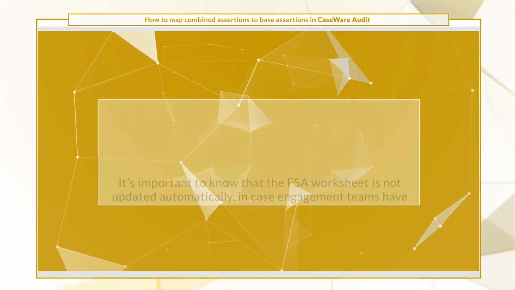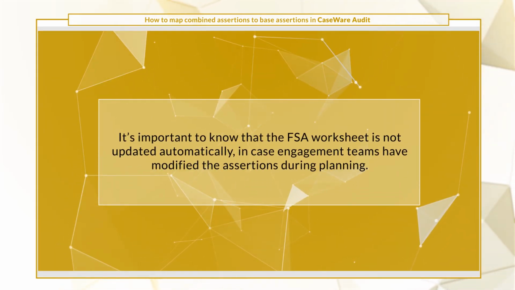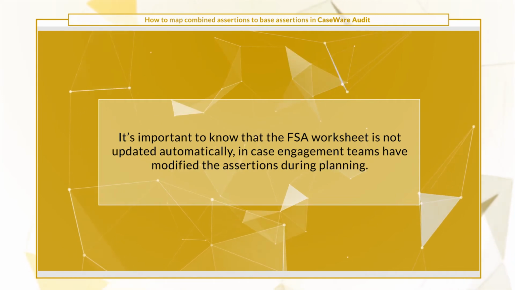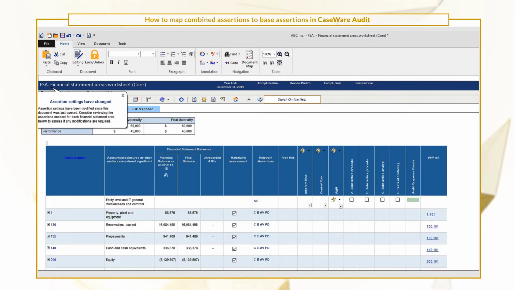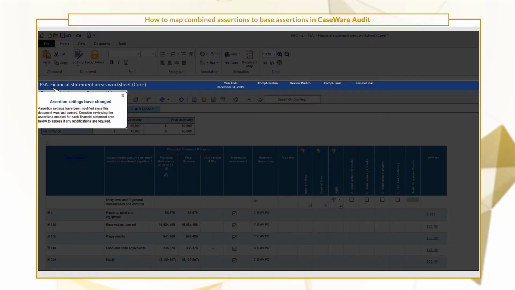It's important to know that the FSA worksheet is not updated automatically, in case engagement teams have modified the assertions during planning. If a user opens the FSA worksheet in an engagement file, they will see a warning bubble indicating that assertions have been modified and need to be reviewed. To enable the changes, users will need to manually add the relevant assertions to their FSA worksheet.